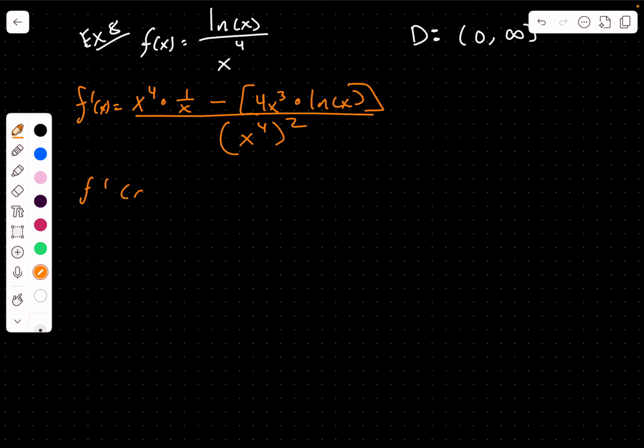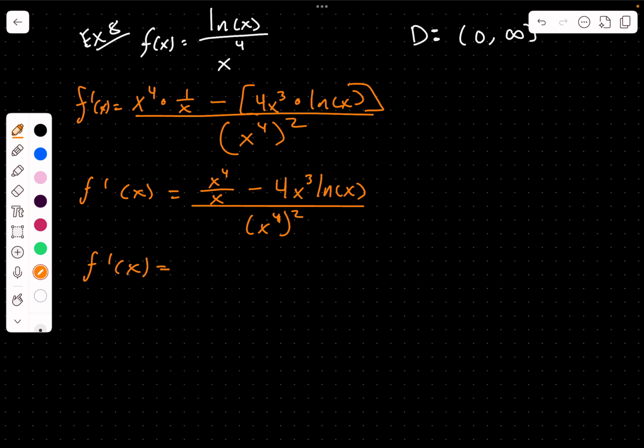So let's keep going with this. We have x to the 4th power times 1 over x, which gives us x to the 4th power over x, minus 4x to the 3rd times ln x, all over x to the 4th squared. Then we can simplify here again. So we get x to the 3rd, because there's a 1 here and we have a 4 here. So that means we could take 1 away so that we're just left with x to the 3rd minus 4x to the 3rd. And this works out beautifully.